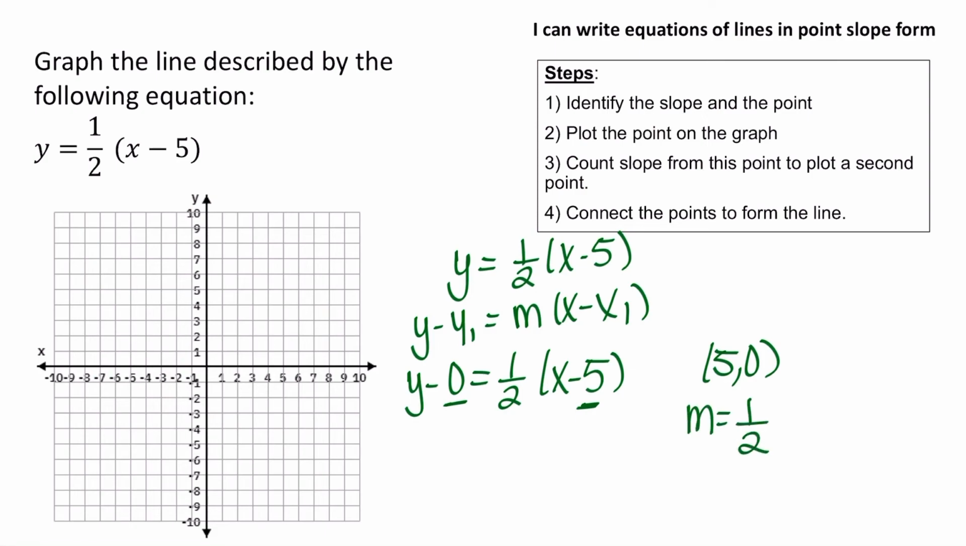So I go to 5, 0, put my first point there. Then I'm going to count slope 1 over 2, which is up 1, right 2. So I go up 1, right 2, and that is my next point, and then I can connect these points to form the graph of a line.